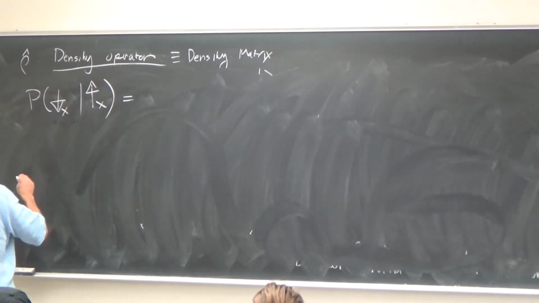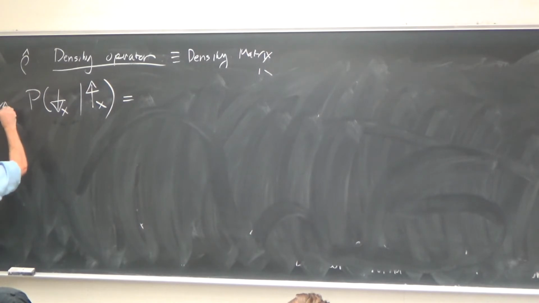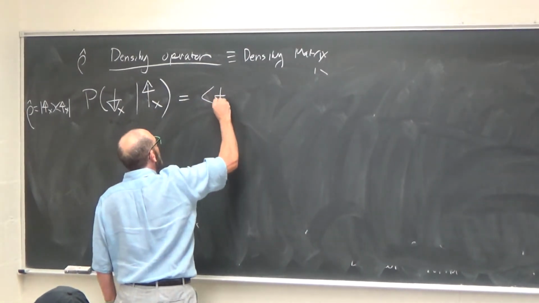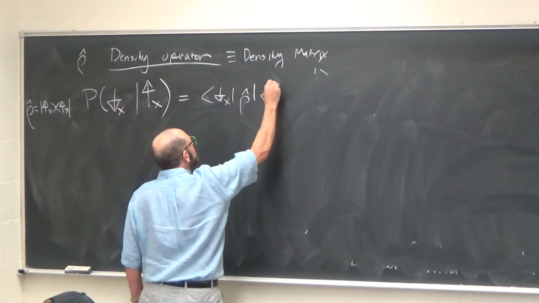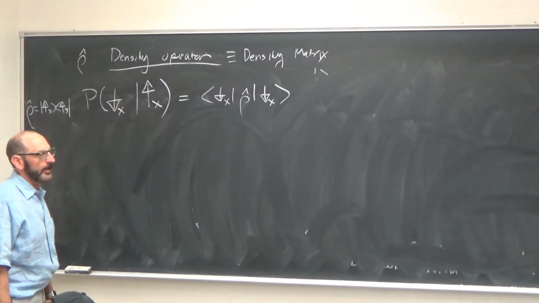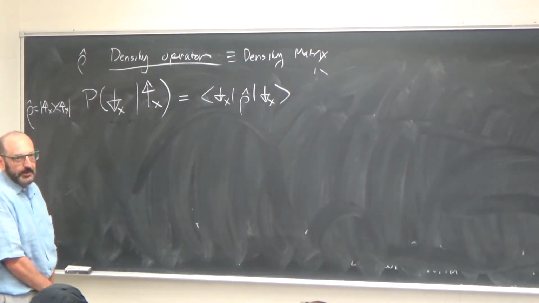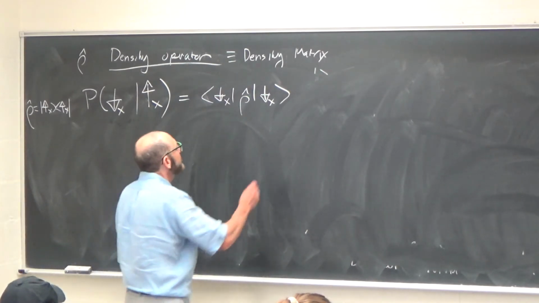Okay, so the state I prepared is up along X, whose density operator is this. And according to the rule, if I want to know the probability of finding down along X, I should take the diagonal matrix element of the density operator with respect to the thing I want to know. What's the probability of finding down along X?